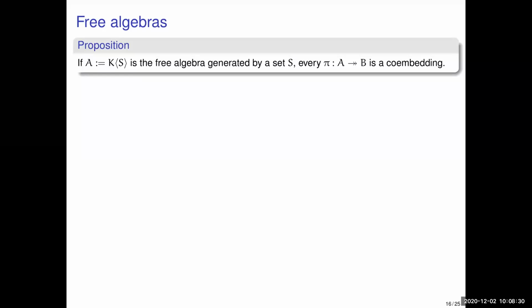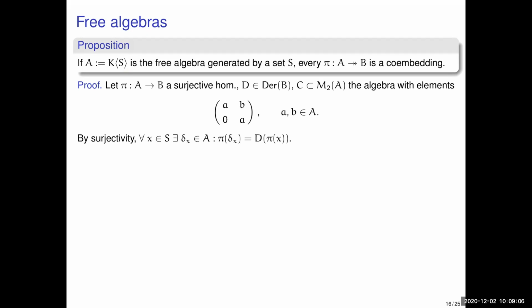A particular instance of this example was already in Thierry Masson's paper. He gave the example where A is the tensor algebra over some vector space, and the quotient algebra, if I remember, was the symmetric algebra. So he considered the map from tensors to the symmetric algebra. So this is some kind of generalization. Whenever on top you have a free algebra, actually any quotient map is a co-embedding.